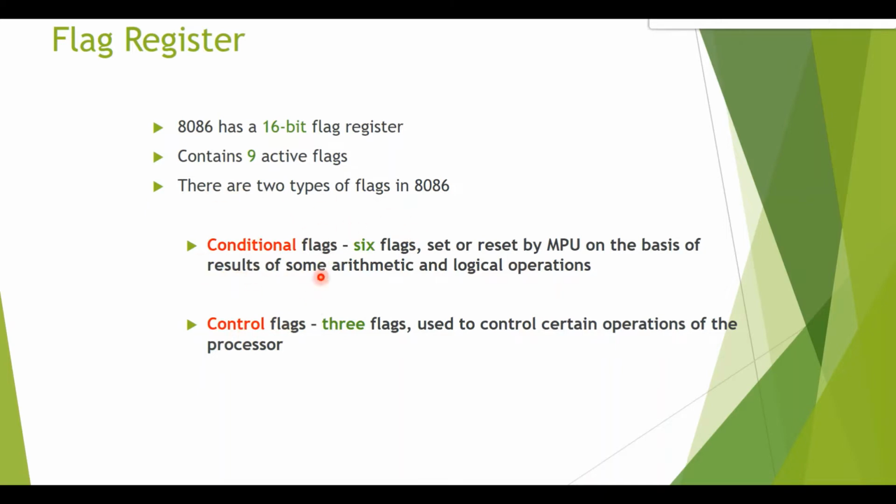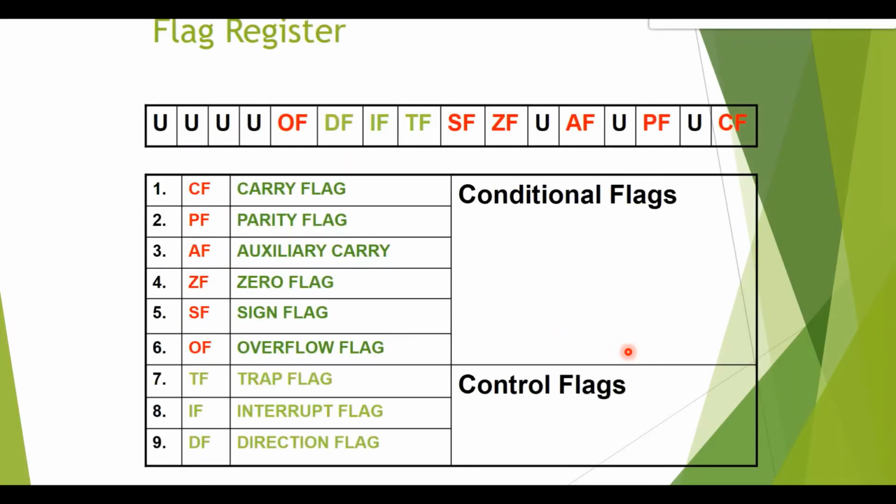In conditional flags we have a total of 6 flags. Then we have the control flags. In the control flags we have 3 flags and they are used to control certain operations of the microprocessor. So these control flags are not set or reset by arithmetic and logical operations. By using instructions we can set or reset the control flags to control certain operations. Now these are the reserved bits for the flags.